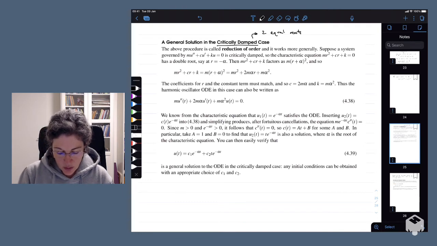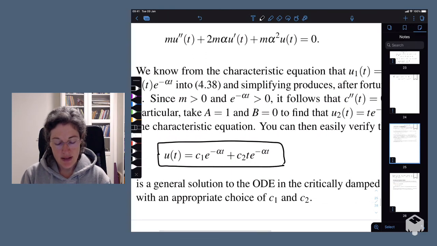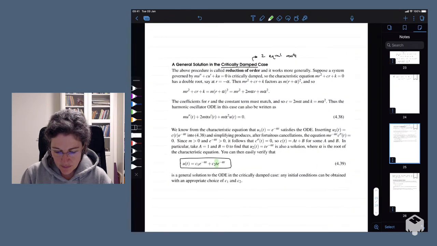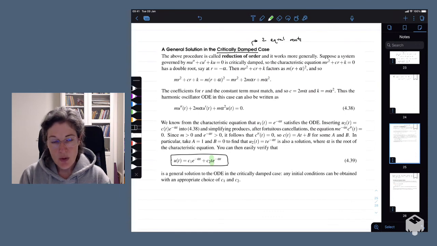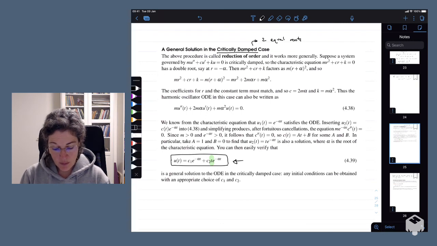In that case, your general solution is going to look something like this. It's going to be c1 e to the minus alpha t, which is exactly the usual first term, but the second term is going to have this factor of t in. So you can either remember the technique that we just learned, or you can remember that if you get a case where you've got double roots, then you need to try and find a solution of this form over here.